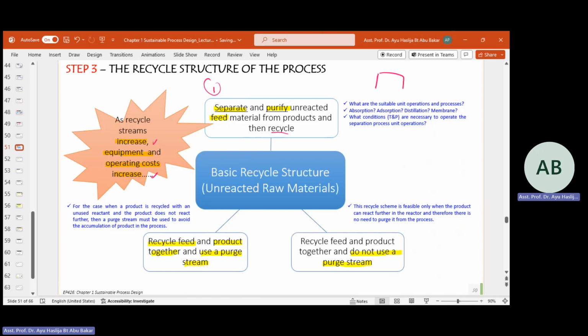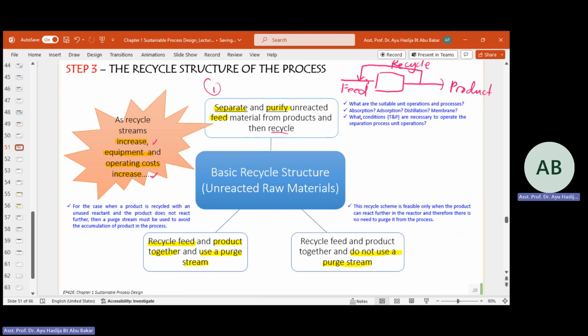Okay, this one, as per the previous slide, you have product, you have feed. Then you separate and recycle the unreacted reactant. Then purify your products. Okay, this one is the simplest. But again, it depends on the composition of the outlet stream.